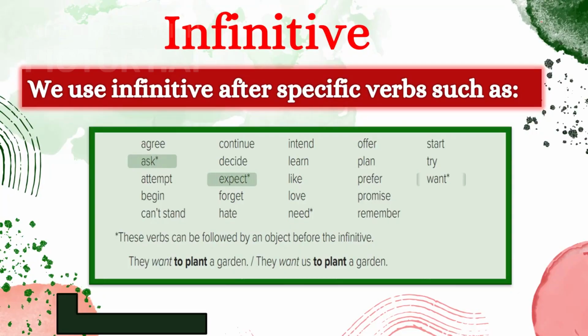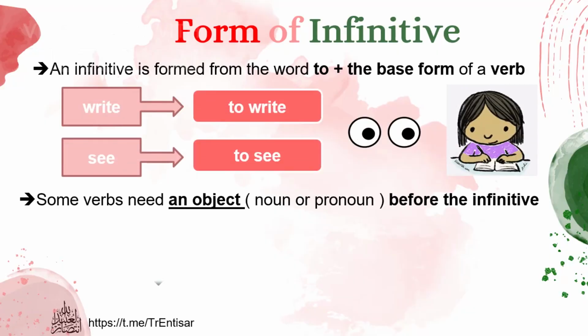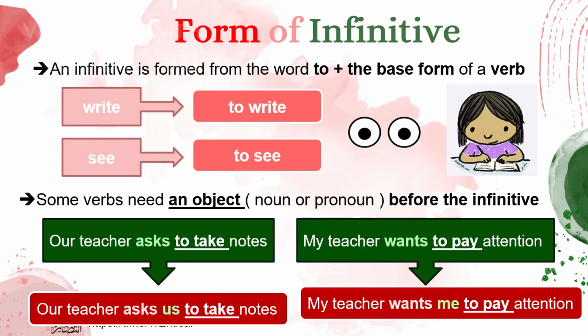Infinitives follow specific verbs like agree, continue, and decide. They can be preceded by an object, adding depth to our sentences and intentions. Infinitives are formed by adding to before the base form of a verb. Some verbs require an object before the infinitive, enhancing clarity and meaning.